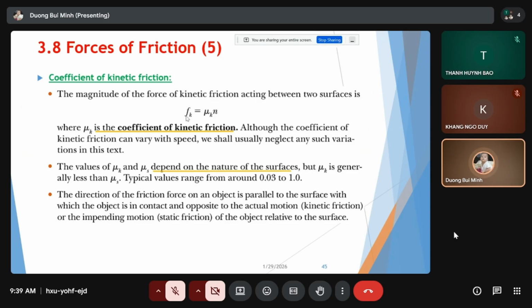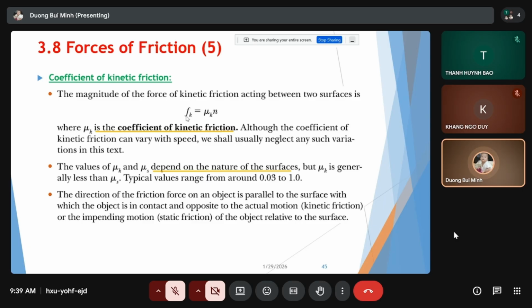The values of mu k and mu s depend on the nature of the surface. The direction of the friction force on an object is parallel to the surface. Remember that, it's parallel to the surface with which the object is in contact, and it's opposite to the actual motion.